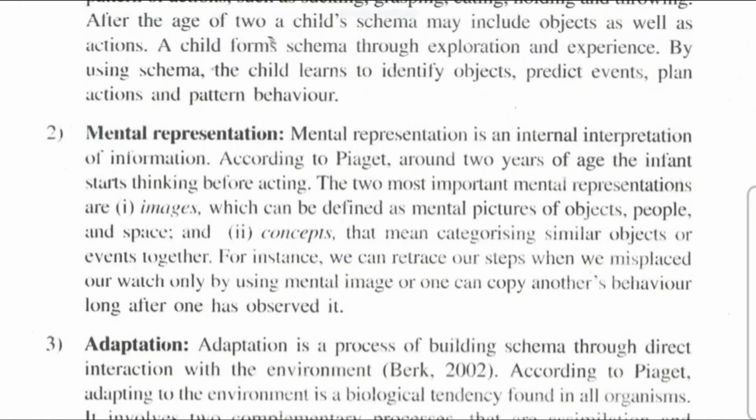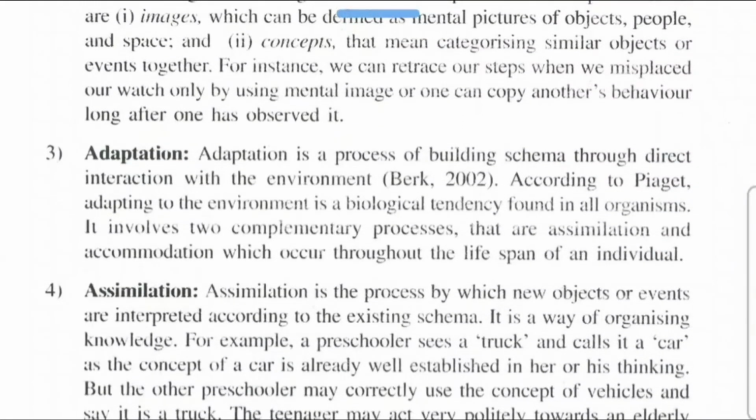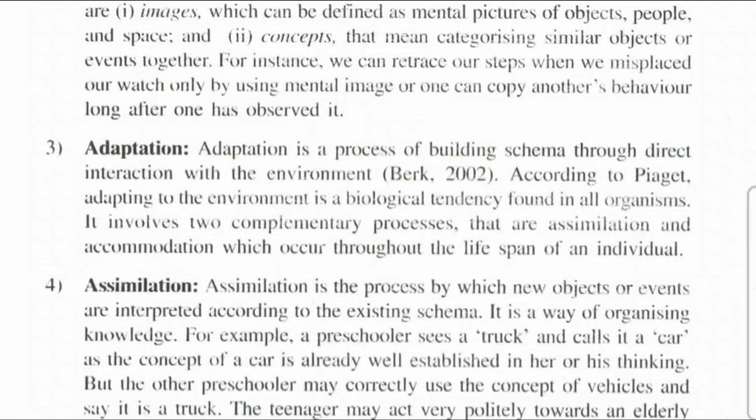2. Mental representation. Mental representation is an internal interpretation of information. According to Piaget, around 2 years of age, the infant starts thinking before acting. The two most important mental representations are images, mental pictures of objects, people, and space, and concepts, categorizing similar objects or events together. For instance, we can retrace our steps when we misplace our watch using a mental image, or we can copy another's behavior long after observing it.